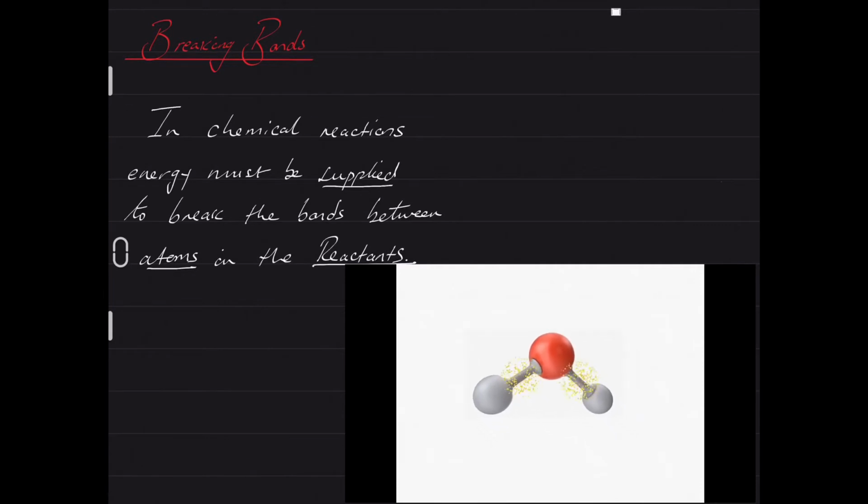Now, if energy is taken in from the surroundings, and you can see here in the simulation that energy is being supplied to the bonds to break them. So the bonds between the atoms are being broken by energy being supplied from the surroundings. So energy is going into the bonds to break them. Can you now type on Teams quickly to tell me what type of reaction this would be? Would it be exothermic or endothermic?